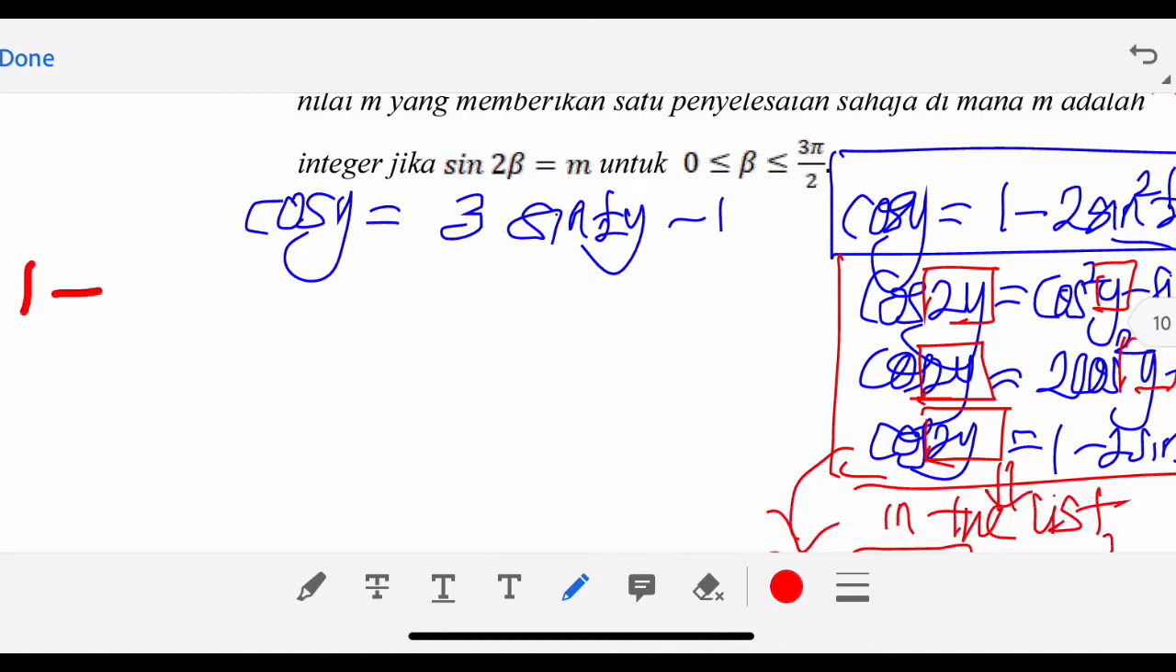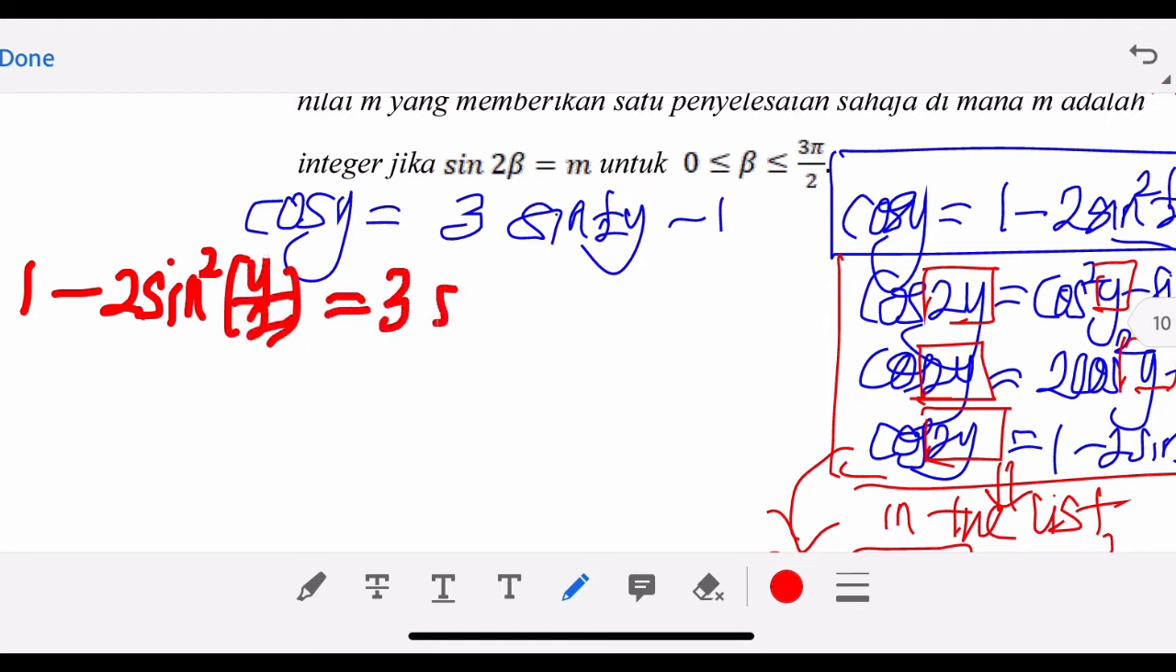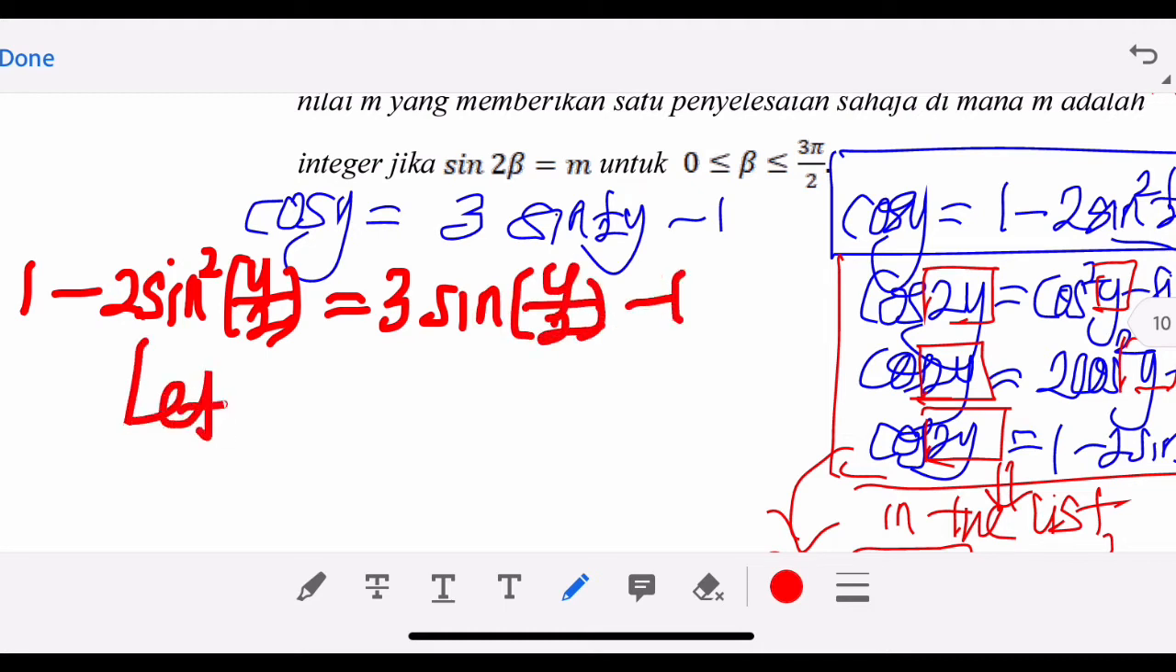So let me substitute 1 minus 2 sine square y over 2 is equal to 3 sine y over 2 minus 1. It's better to put the bracket for y over 2. So now it looks very complicated, right? So I'm going to ask someone to help.